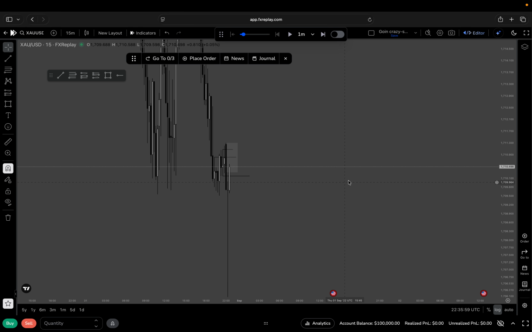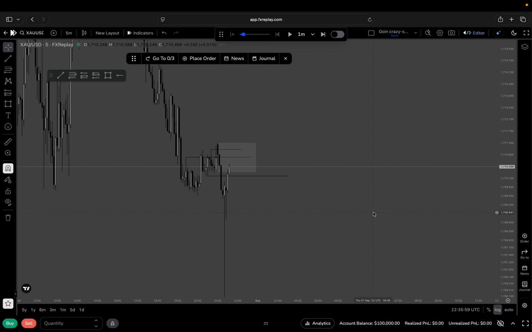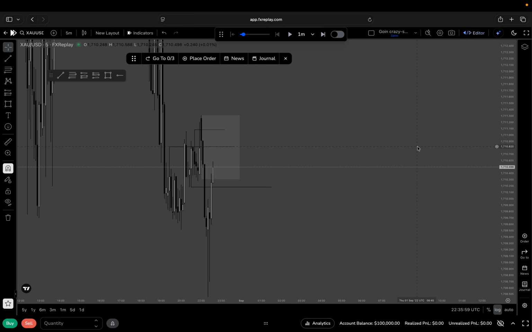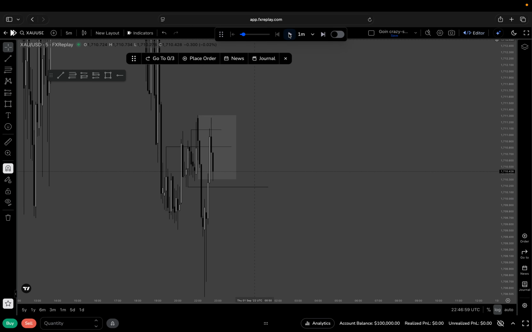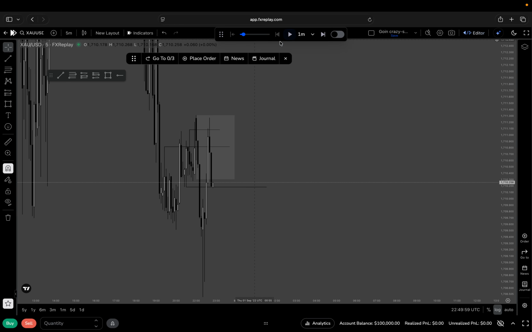Okay, we don't get a break of the external. We don't. Okay, we can still look to take something. See if we get a reaction from the zone here. I want to see us break away from it. Okay, that's a good rejection.